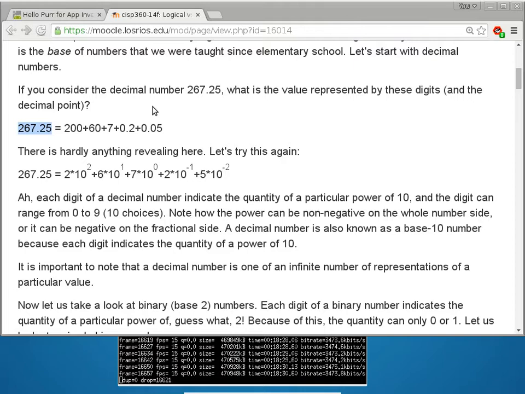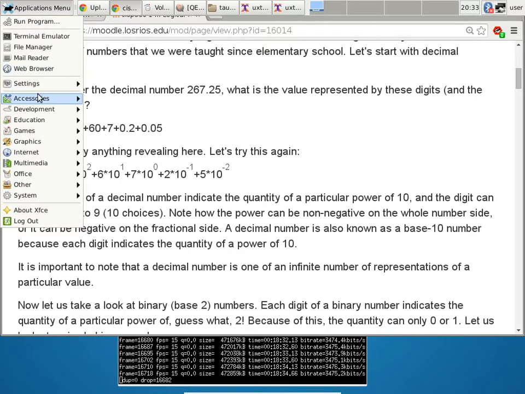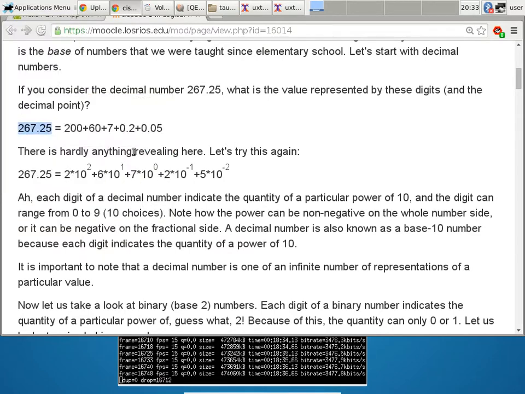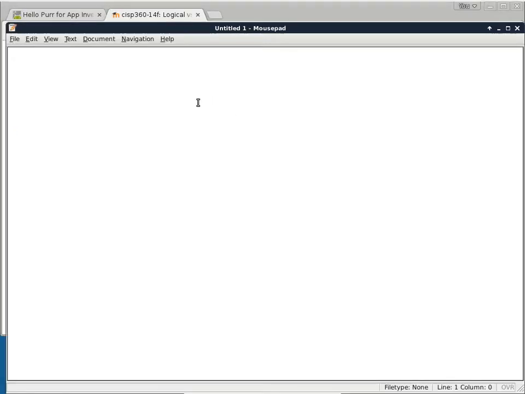All right, so let's do this as an exercise. So I'm going to pop up a text editor here.